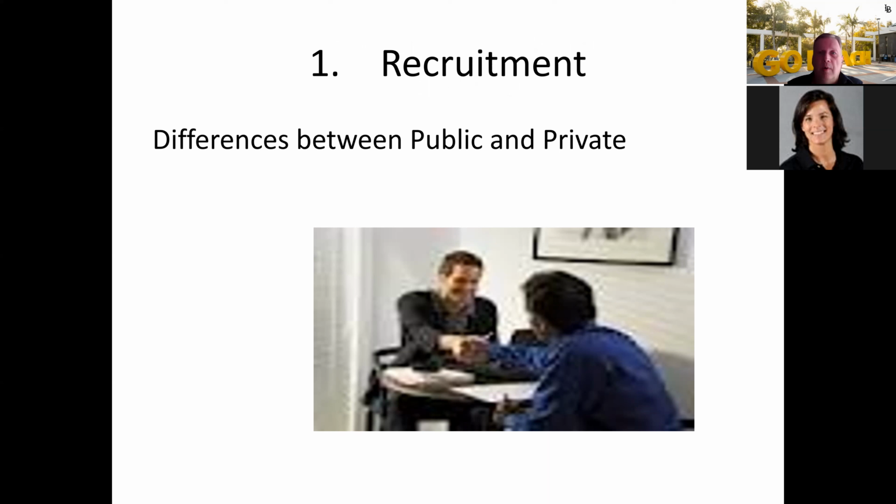Now, as you all know, if you ever applied for a private sector job and a public sector job, you know that the recruitment processes are much different between the two sectors. In the public sector, the recruitment process is much more protracted. It's a much longer process. It may take 6 to 8 months for you to get a position in a public sector organization, and it could literally take 6 to 8 minutes to get a position in a private sector organization.